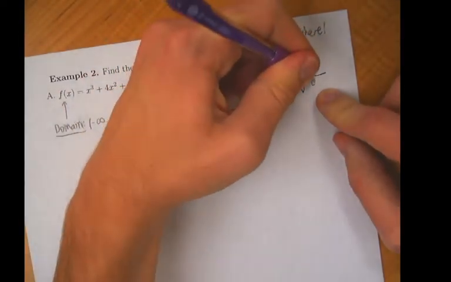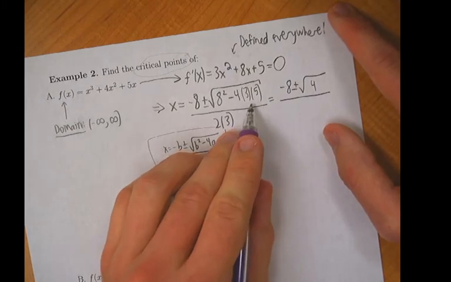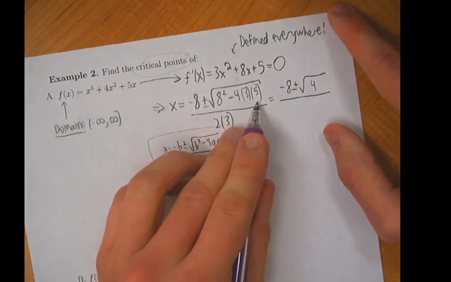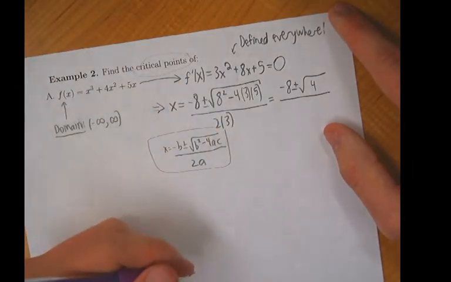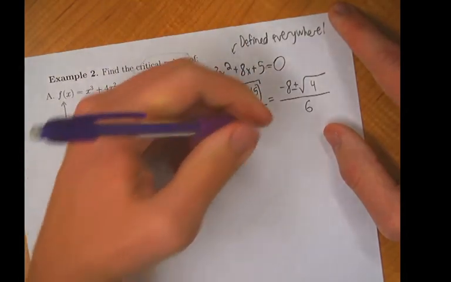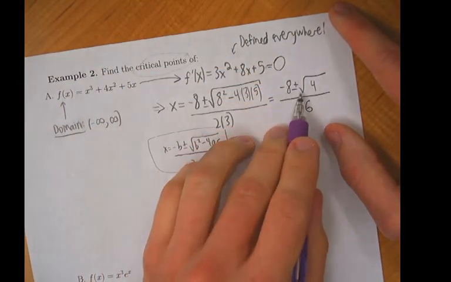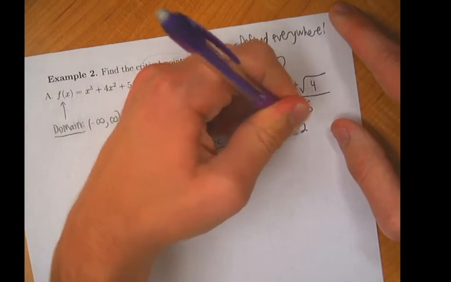Yeah, just 4, right? Because 4 times 3 times 5, that's 60, because 4 times 3 is 12, multiplied by 5 is 60. And 8 squared is 64. And then downstairs we have 2 times 3 is 6. So negative 8 plus or minus root 4, that's negative 8 plus or minus 2 over 6.